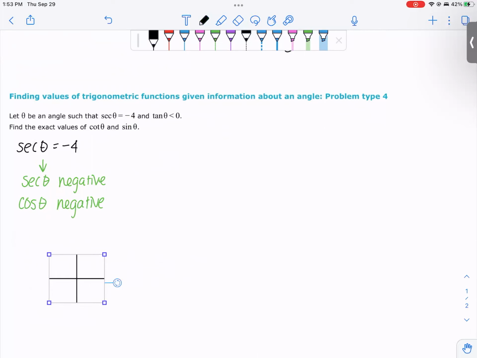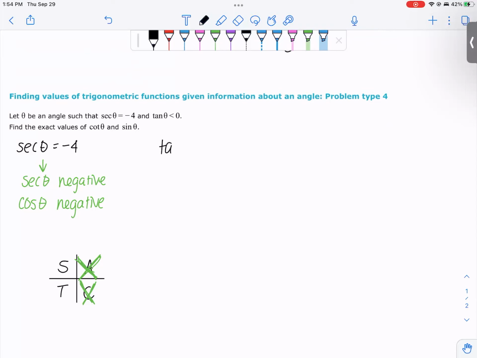I will remember that all students take calculus. So if cosine is negative, that means I can't be in quadrant 4 because cosine's positive in quadrant 4. And I can't be in quadrant 1 because cosine's positive in quadrant 1. So that leaves me with 2 and 3 as possibilities.